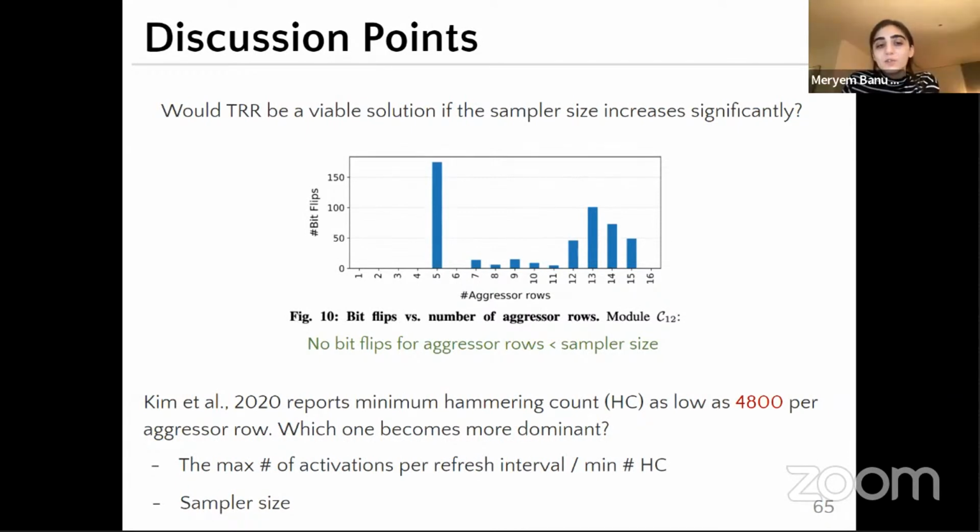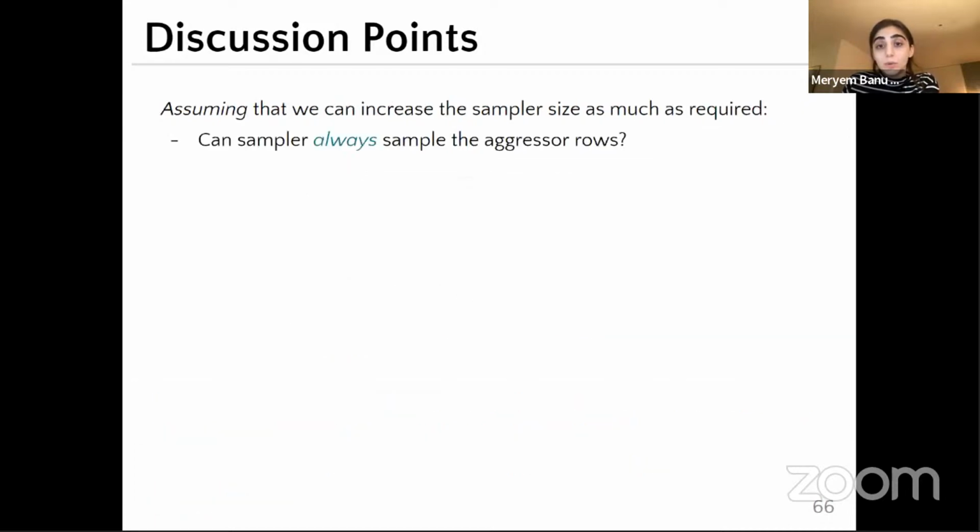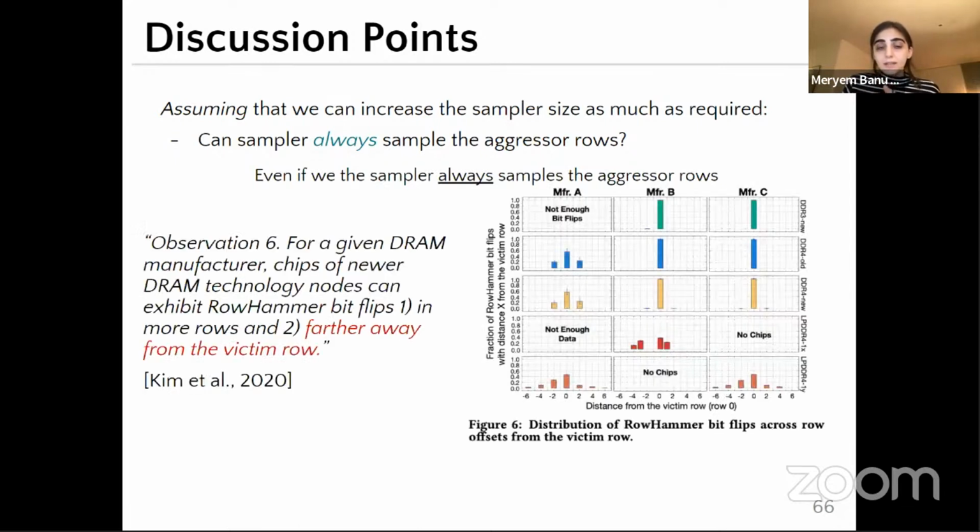Yeah, I agree. Actually, this is also related to the next discussion point I have. Even if we assume that we increase the sampler size enough, do you think the sampler can always sample the RowHammer if it's not overflowed? And let's say we just sampled all the aggressive rows. My next question is, is it enough to capture all the aggressor rows? Because the same paper also says that for a given DRAM manufacturer, chips of newer DRAM technology nodes can exhibit RowHammer bit flips in more rows and farther away from the victim row.